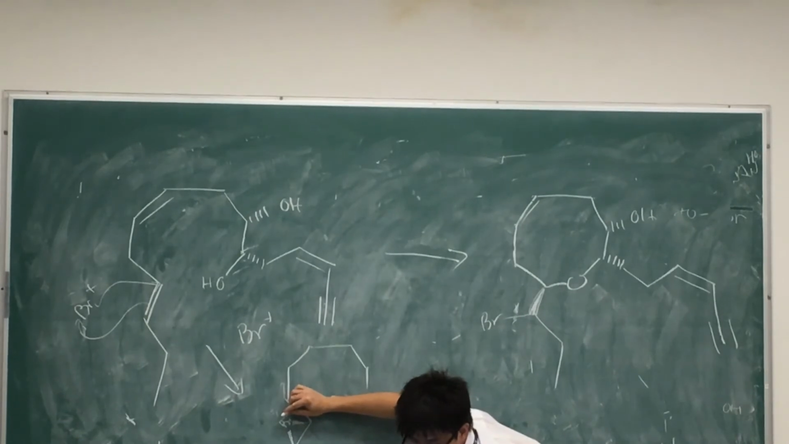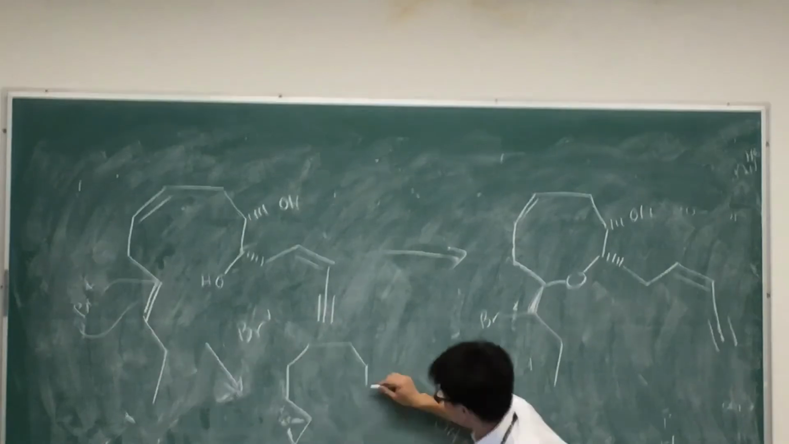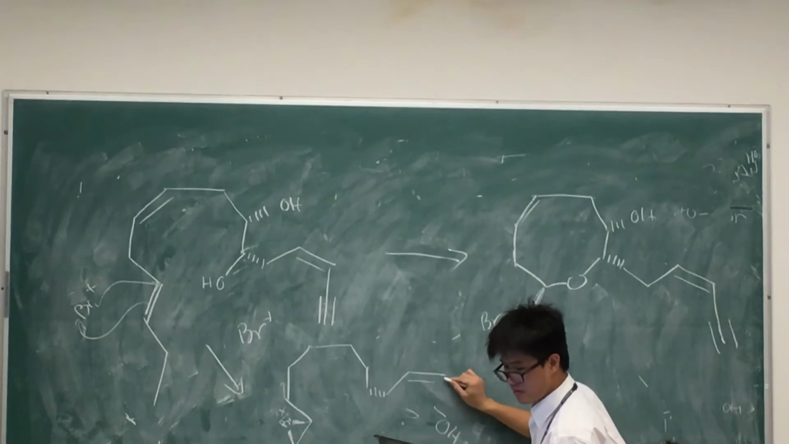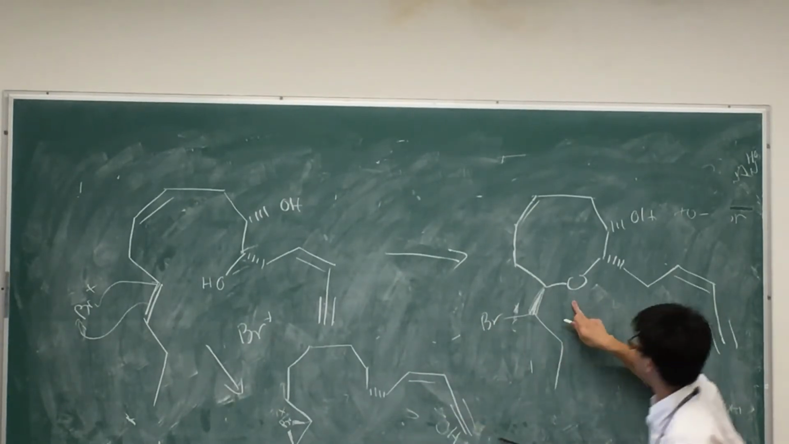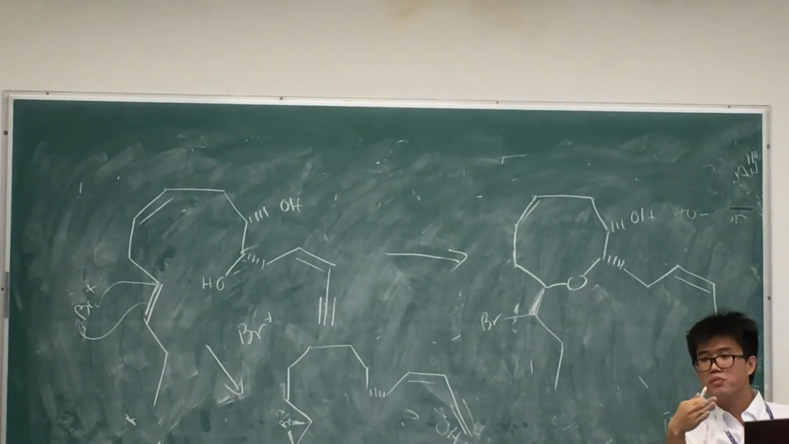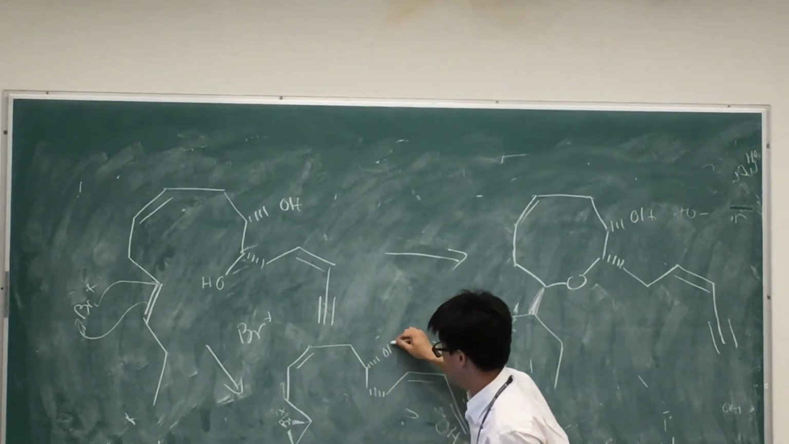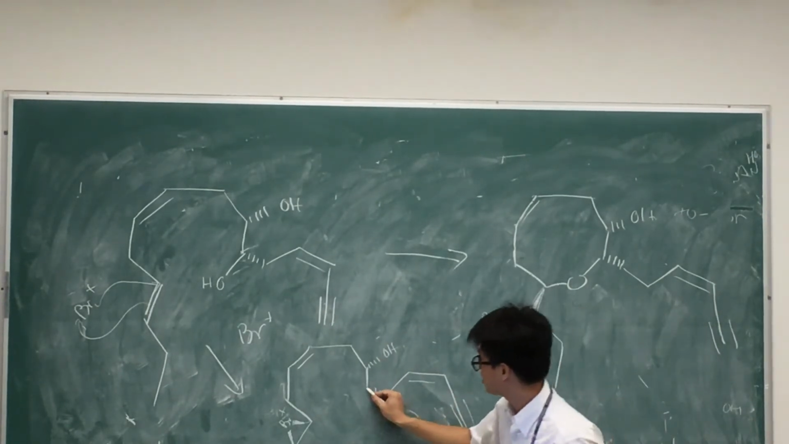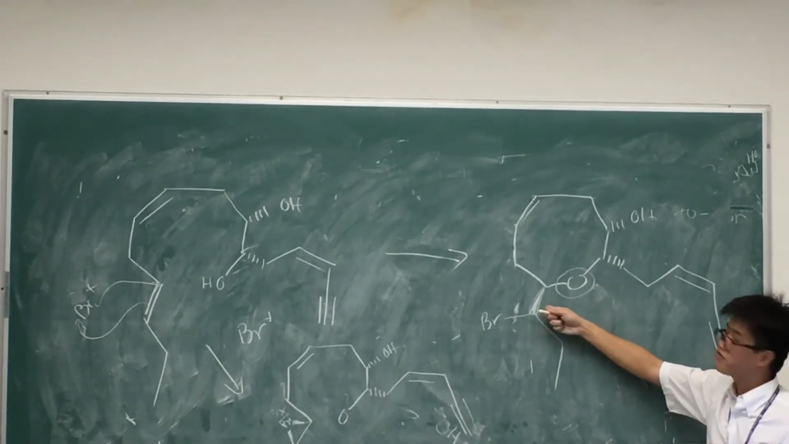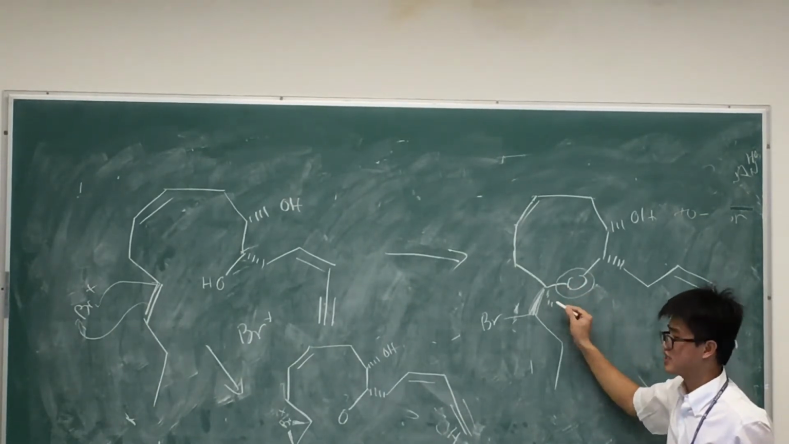And do you know why I'm drawing it in the front? Because look at this one. Oxygen is at the back. So in order to form this one, the bromonium must be in the front. Because this one is in the front, this oxygen must be in the back relatively.